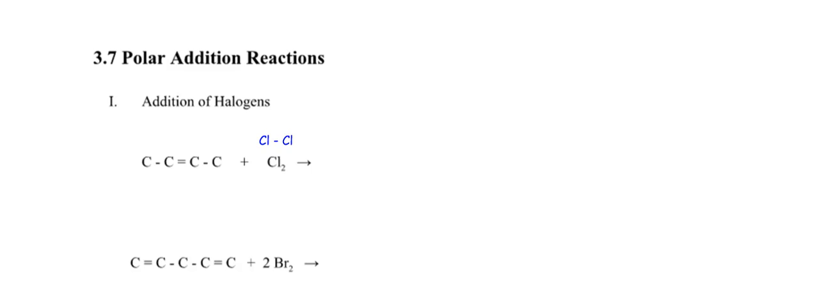So section 3.7 is about the polar addition reactions. And polar means usually I have highly electronegative things to make a polar situation. That's your partial positive, partial negative. So let's talk about the addition of halogens.